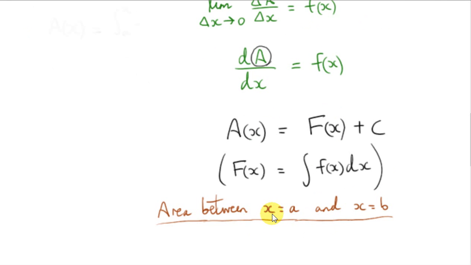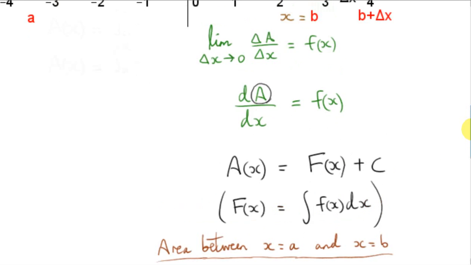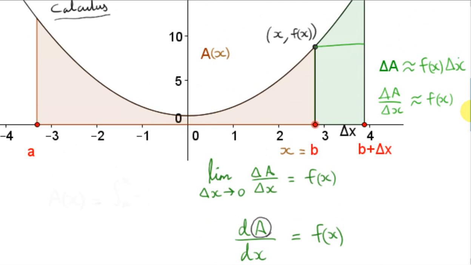Now let's get to our problem. The area between x equals little a and x equals little b. Well, the function A of x is defined to be the area under the curve between the fixed point a and some general point x. So what does that tell us about A of little a? Well, this is the area between the curve and the x-axis between the fixed point a and the point x equals a. Well, that's obviously 0.